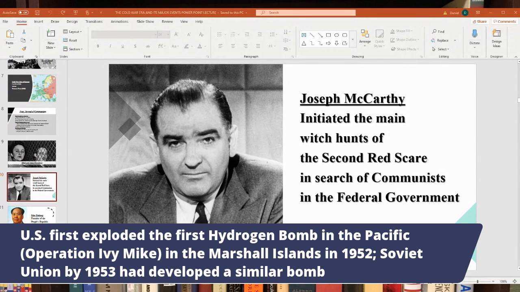But yeah, the first hydrogen bomb was actually exploded in 1953. They call it Operation Ivy Mike. And in the Marshall Islands, they exploded the first hydrogen bomb, which was huge. I think the hydrogen bomb was like 100 times more powerful than the atomic bomb dropped on Hiroshima. And what's scary is the next year, the Soviets somehow got it too, as well.